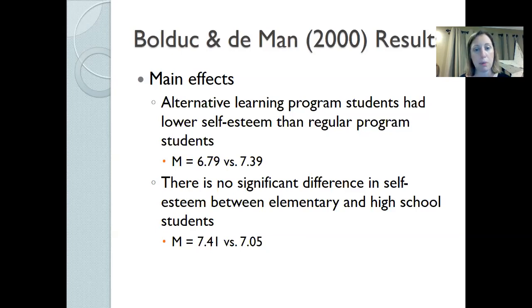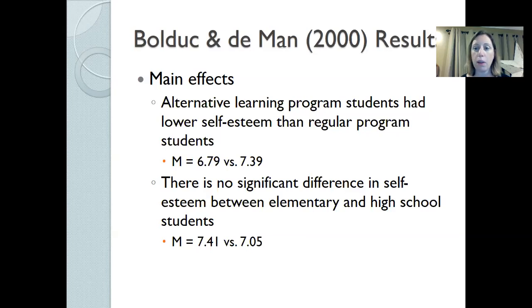For the main effect of program is the first one. Is there a difference between alternative versus regular programs? What they found was the alternative learning program students had lower self-esteem than the regular program students. The mean for the alternative program was 6.79. For the regular program, it was 7.39, and that was a significant difference.